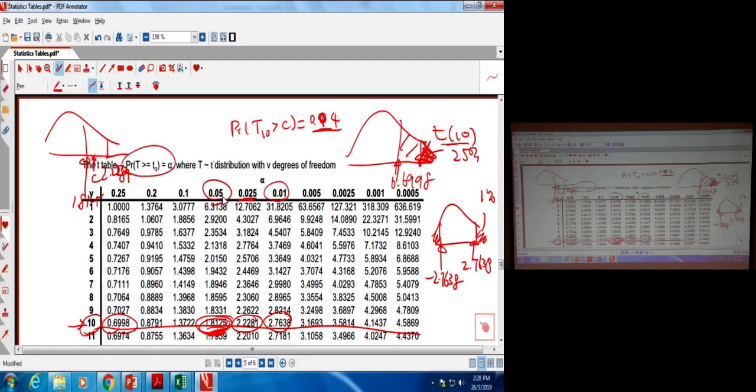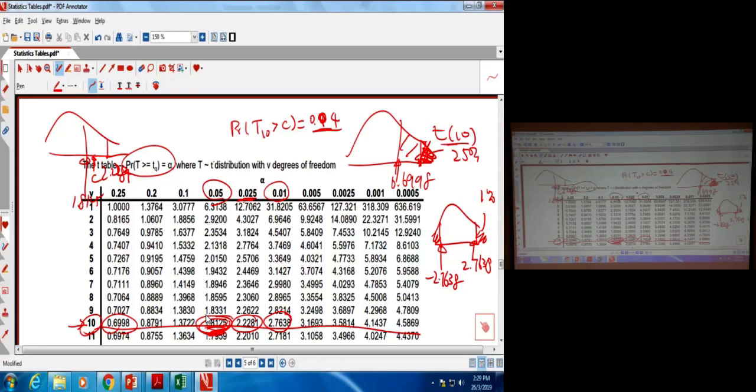All right? Of course, if you want to get a better approximation, you may do something called linear interpolation. Basically, you just take the ratio. For C, 4%, how far is it from 5%? And how far is it from 2.5%? It seems that 4% is closer to 5%, so you put more weight on 1.8125. So it's just a linear interpolation. Or you can just take the average of these two values.